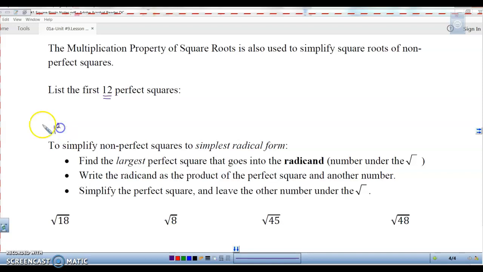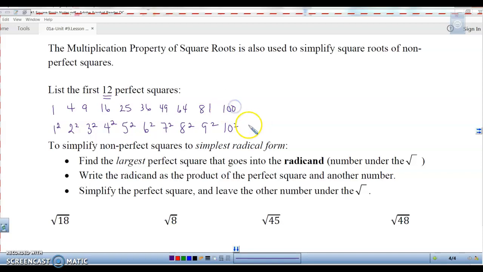All right, so 1 squared is 1. Then we have 2 squared, which is 4. 3 squared is 9. 4 squared is 16. 5 squared is 25. 6 squared is 36. 7 squared is 49. 8 squared is 64. 9 squared is 81. 10 squared is 100. 11 squared is 121. And 12 squared is 144.